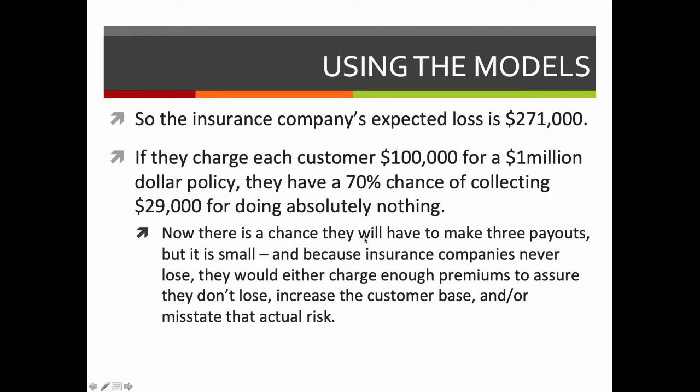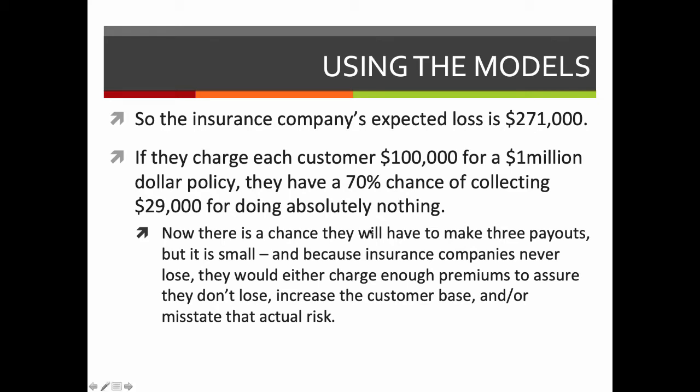Now there is a chance that we'd have to make 3 payouts, and that would be $3 million, which would be problematic. And so to prevent that from happening, we would either charge enough in premiums to assure that there'd be no loss, increase the customer base, and/or misstate the actual risk. So that last thing is illegal. But if we don't know how to calculate the risk, then we're not really breaking a law. So that's the idea of risk, in this case in an insurance context.